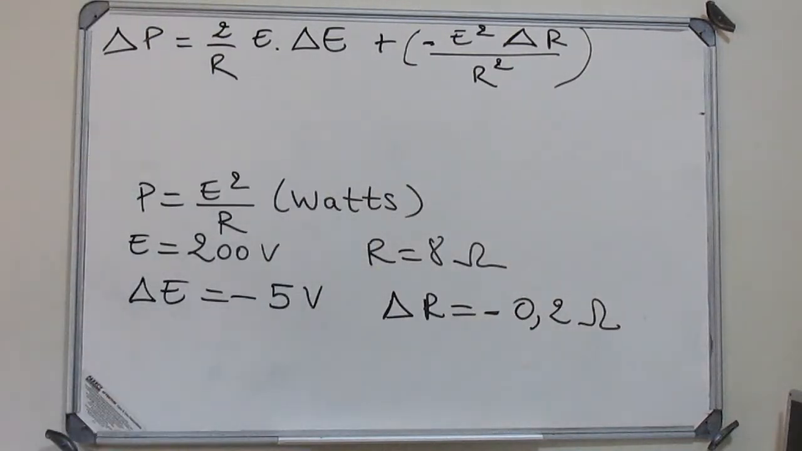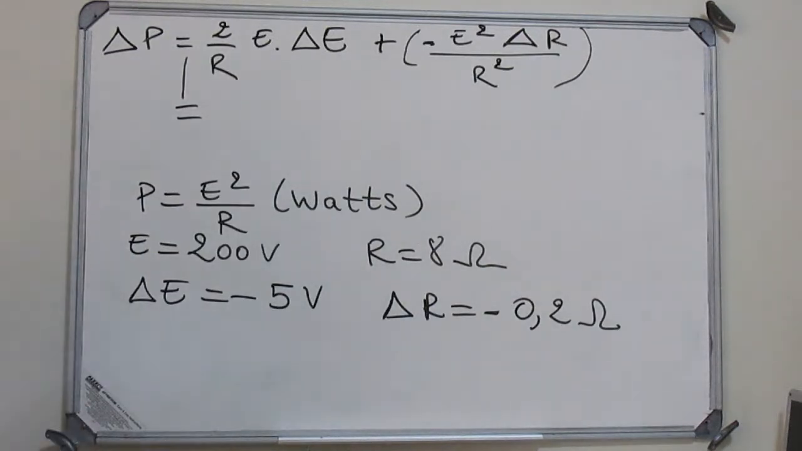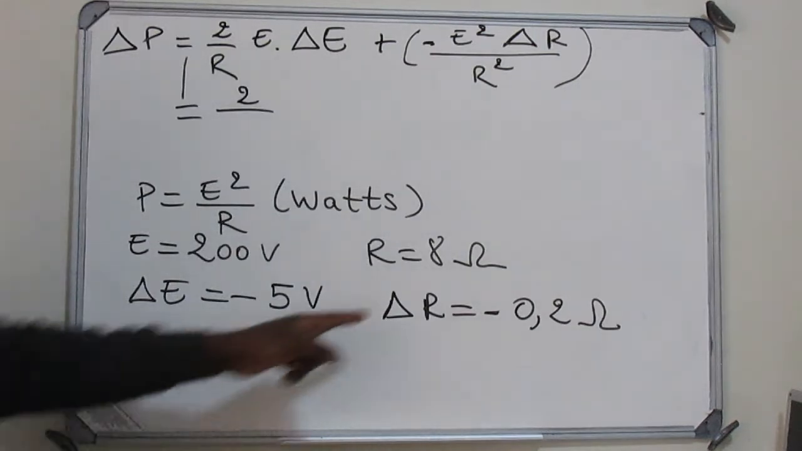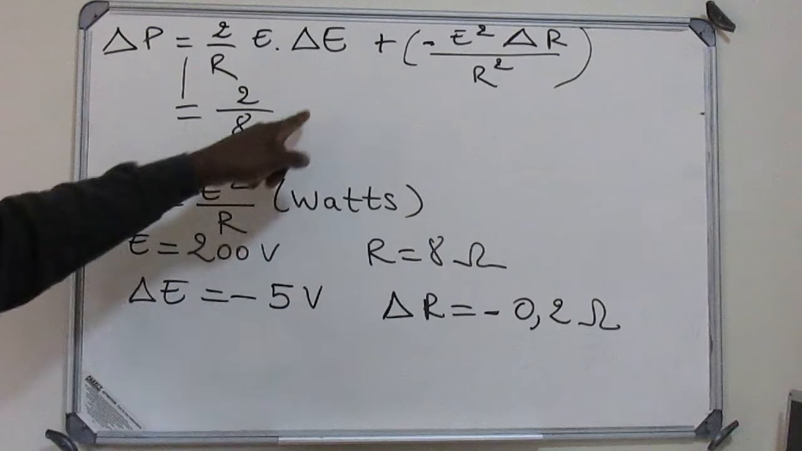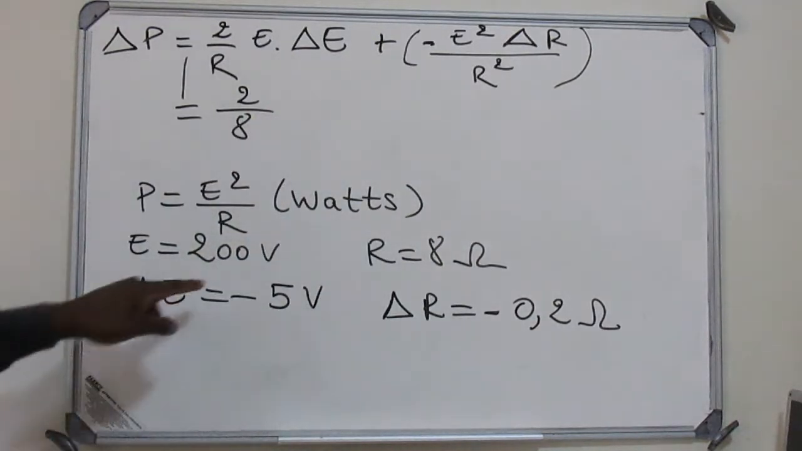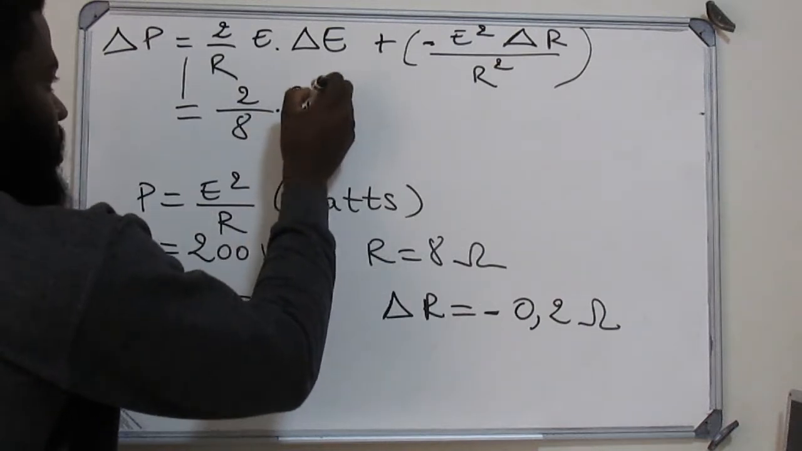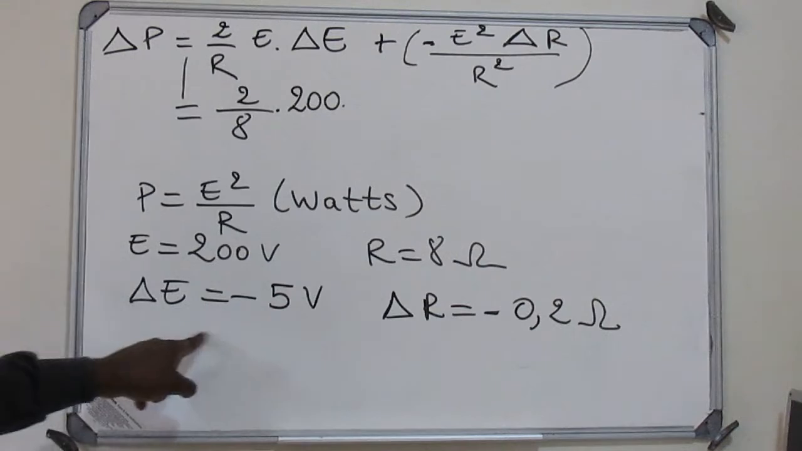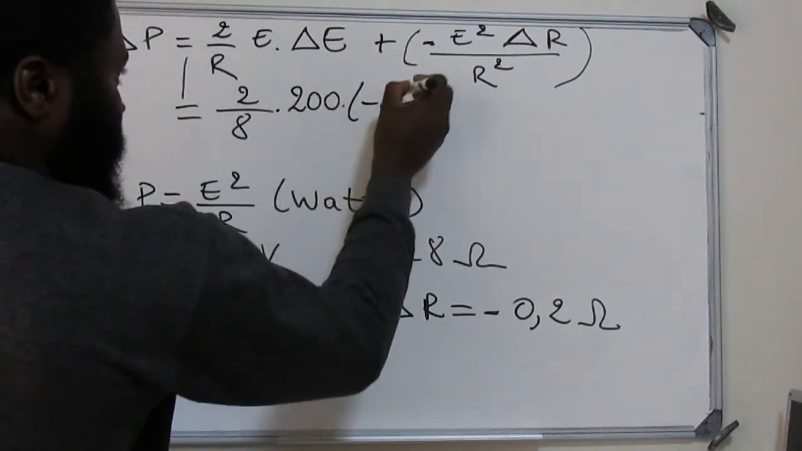Now, after this, we're just going to replace everything by its value. Here we have 2 over R. What is R? They say R is 8 ohms. You put your 8 there. And E, what is E? E is 200 volts, so times 200 volts. What is the rate of change in E? Negative 5 volts. You multiply by negative 5.